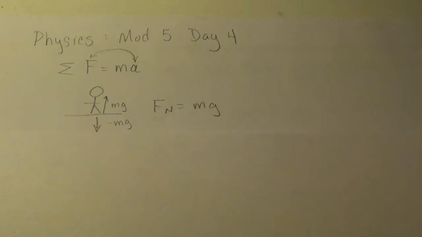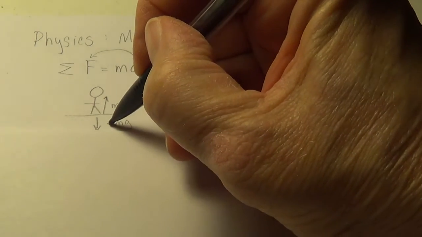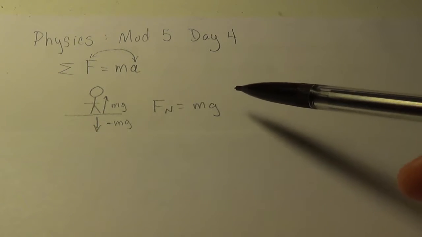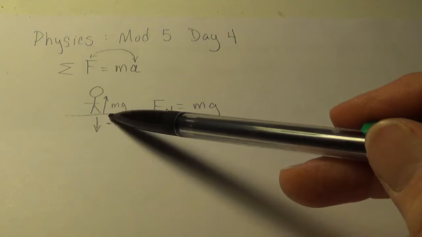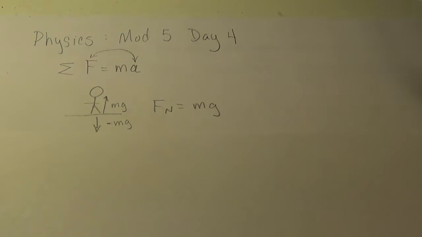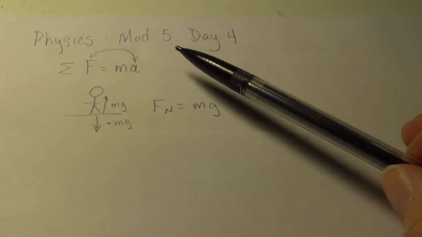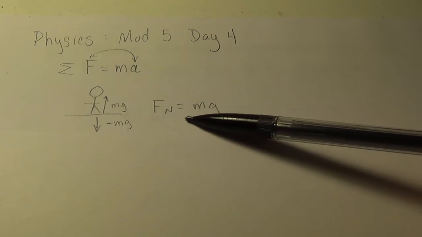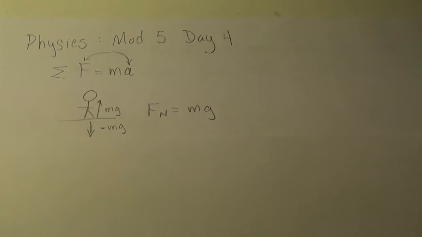His weight was downward, negative mg, and it was countered by force normal upward, which is provided by the surface and perpendicular to it. So force normal, when we're on a flat surface, any object on a horizontal surface like this, force normal is mg. When we start to slant our surfaces, like for an inclined plane, this will change up a bit. But for now, force normal will be mg.